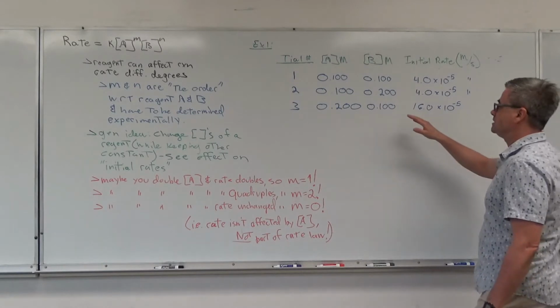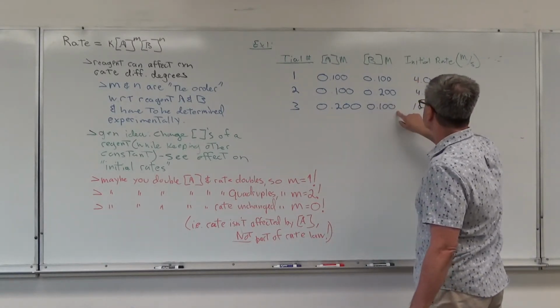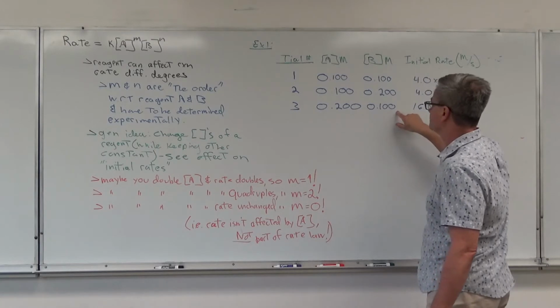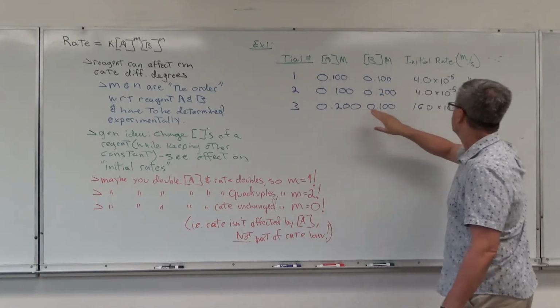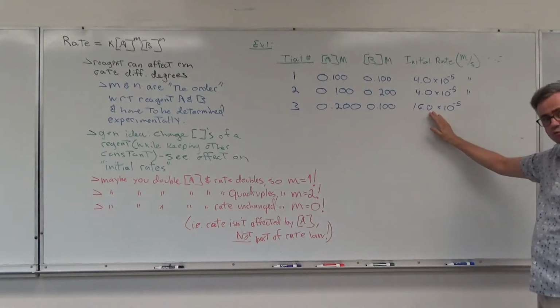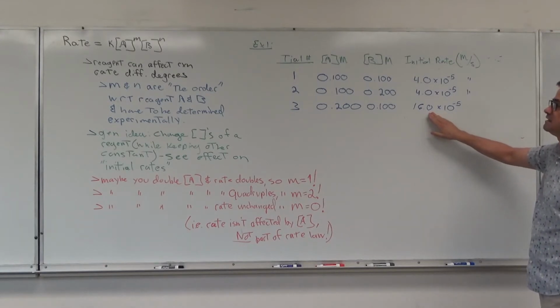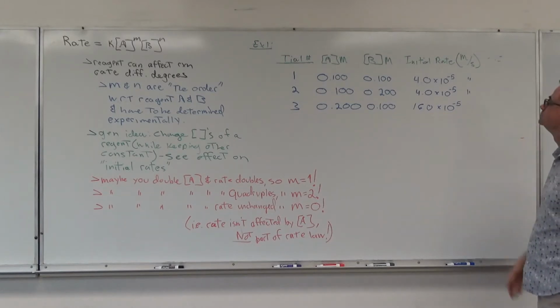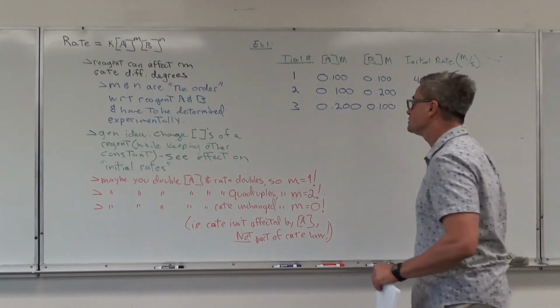And in trial 3, we keep things constant for B in terms of its concentration, but we double A. And then what was the effect? Did it double the rate? No, it quadrupled the rate. That indicates that M must be 2. All right. Let me put some notes up there for that.